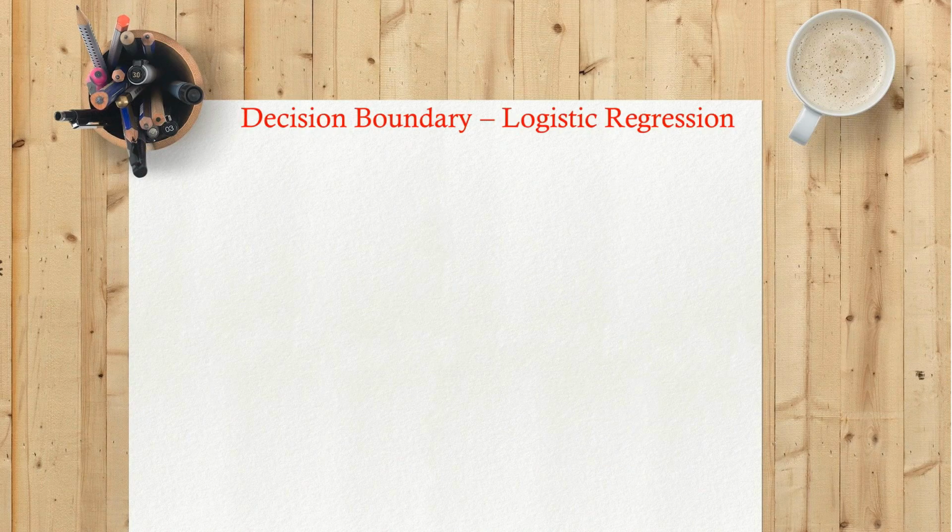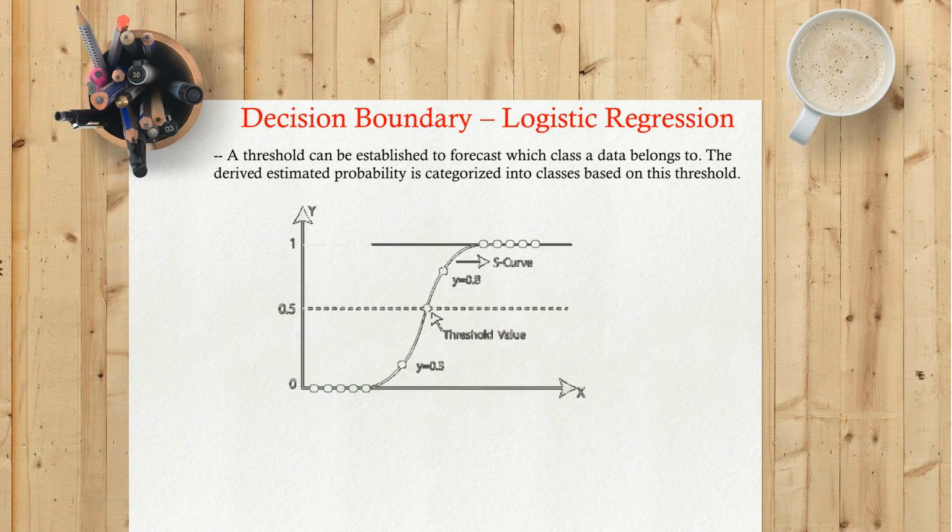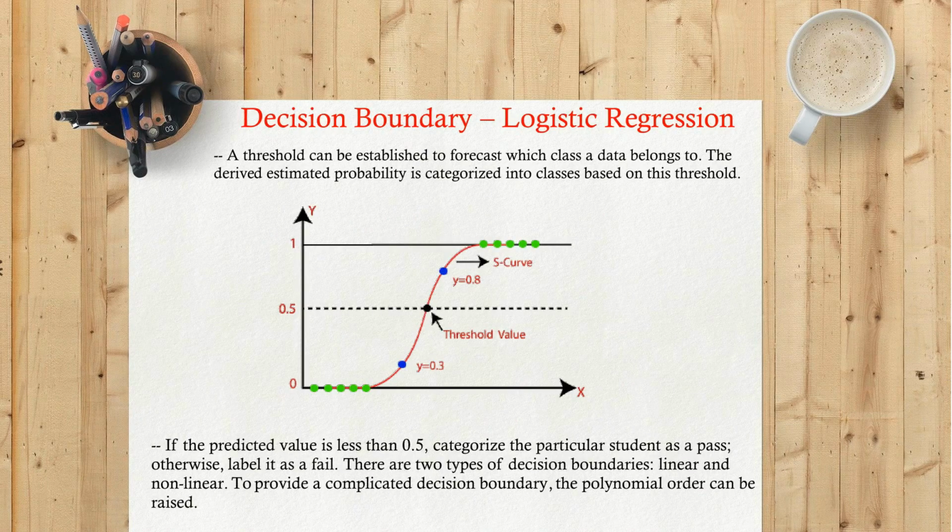Decision boundary. In logistic regression, a threshold can be established to forecast which class a data point belongs to. The derived estimated probability is categorized into classes based on this threshold. If the predicted value is less than 0.5, categorize the particular student as a pass, otherwise, label it as a fail. There are two types of decision boundaries, linear and nonlinear. To provide a complicated decision boundary, the polynomial order can be raised.